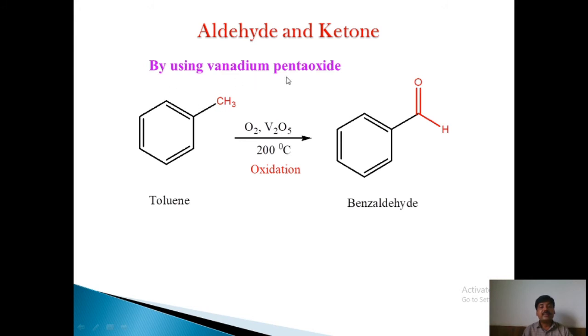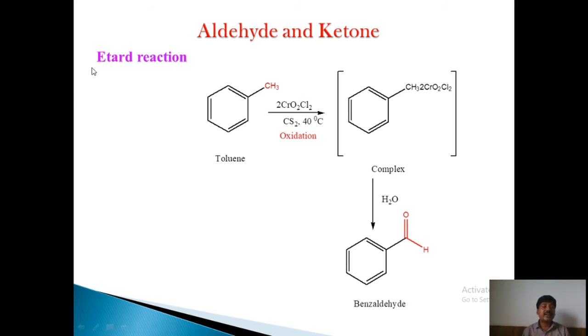By using vanadium pentoxide, when this compound, toluene, is oxidized with oxygen in presence of vanadium pentoxide as oxidizing agent at 200 degrees Celsius, it gives benzaldehyde. See here what happened? Oxidation, that is addition of oxygen and removal of hydrogen, that is called oxidation. Then third one, Etard reaction. This is your scientist name.